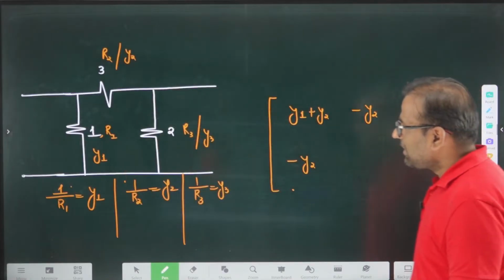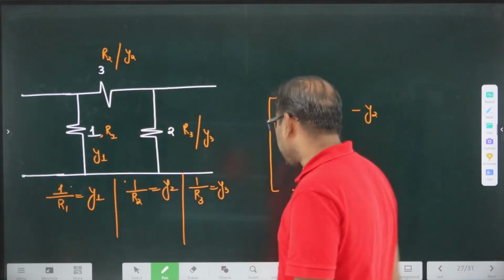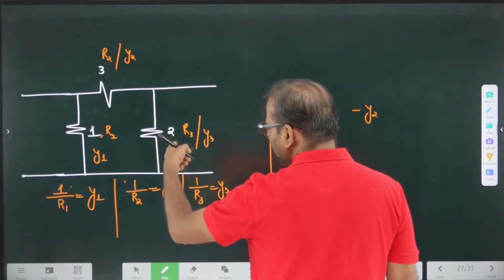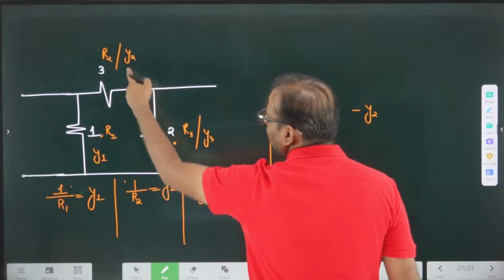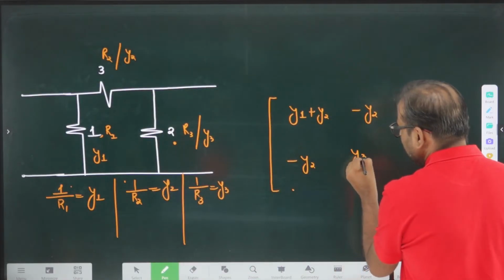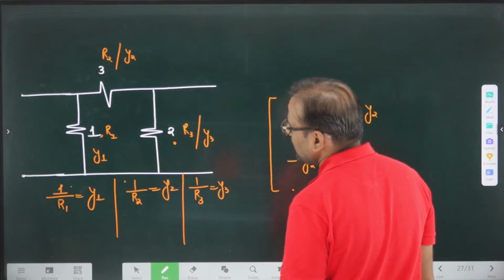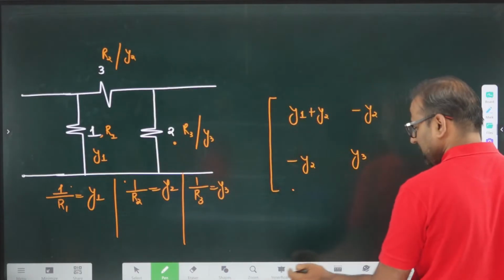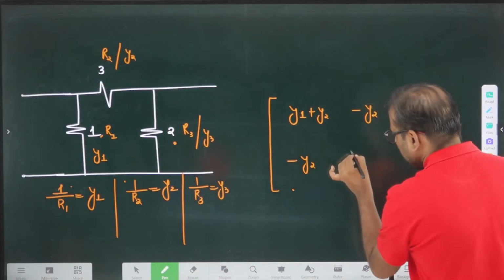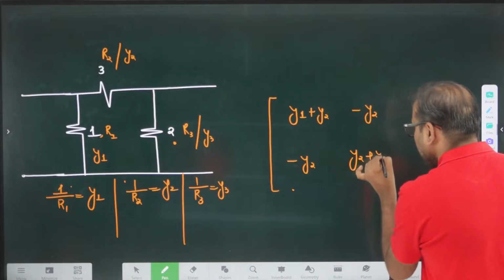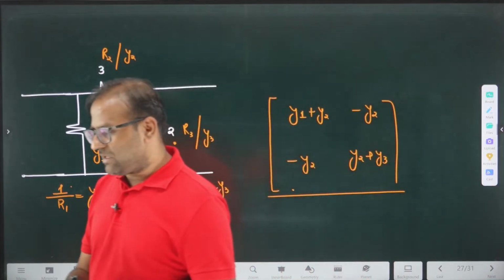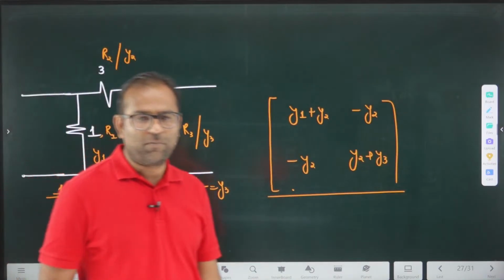And what is the value of this? If the value of R3 is 2 and the value of R2 is 3, this parameter is written as y3. This parameter is written as y2 plus y3. And this is the standard equation for the two-port parameters when the parameters are given in the delta form.